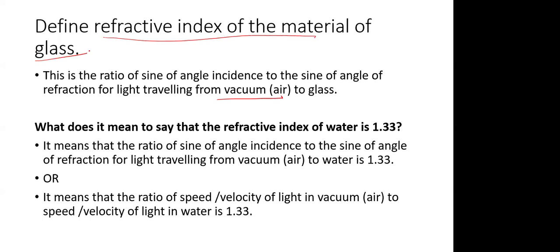That when they say the material of a glass, it means you must specify where light is coming from. So light is coming from air and is entering into glass. So you must say from air to glass. That's what you call refractive index. Hope that is very fine. You can as well find such a question: what does it mean to say that refractive index of water is 1.3?